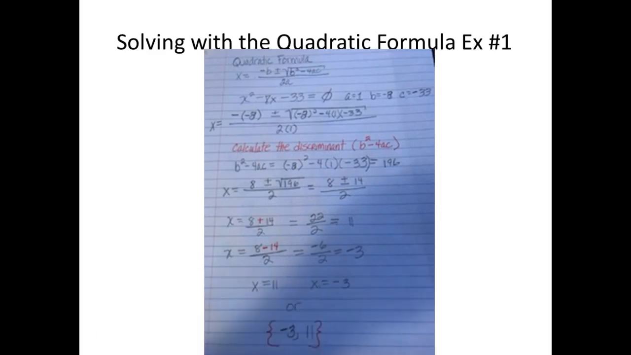And so I can write my answer like this. x is equal to 11. x is equal to negative 3. Or I can put it in these curly brackets. Note it's not in parentheses. It's not a coordinate pair. It is a solution, and you can express your solution like this.